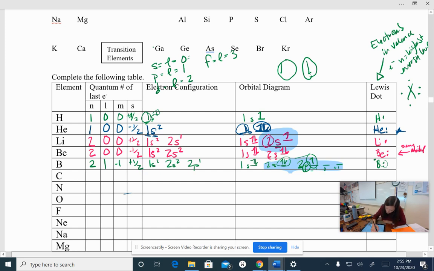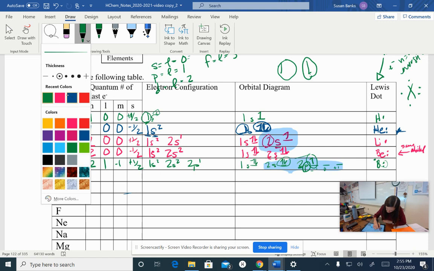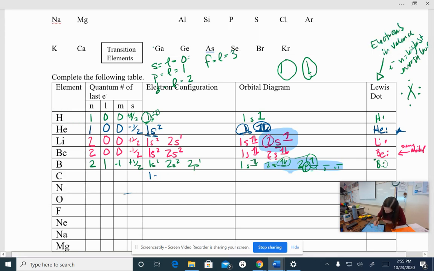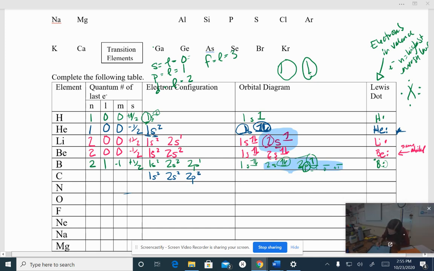So I still have 1s2. I still have 2s2. Now I have 2p2 electrons. When I look at this, I have 1s both up and down, I have 2s both up and down, and 2p up and up. Remember, this is my 0 orbital.